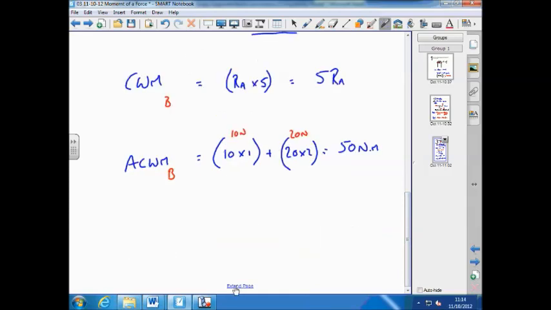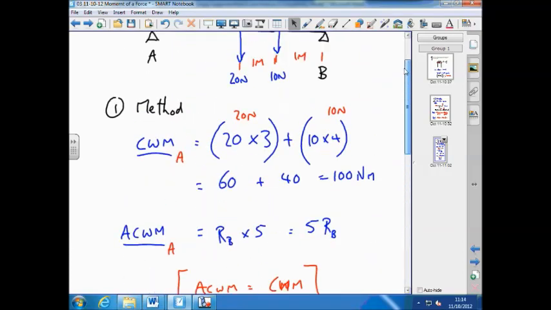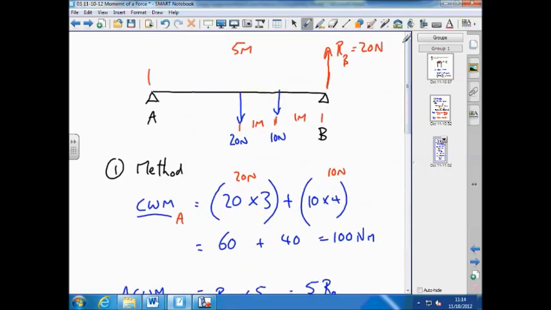So the next step, put them equal to each other. So anti-clockwise moments equals clockwise moments, and therefore 5RA equals 50. So therefore RA equals 10 newtons. And if we go back to our original diagram, we can now write that RA is 10 newtons.